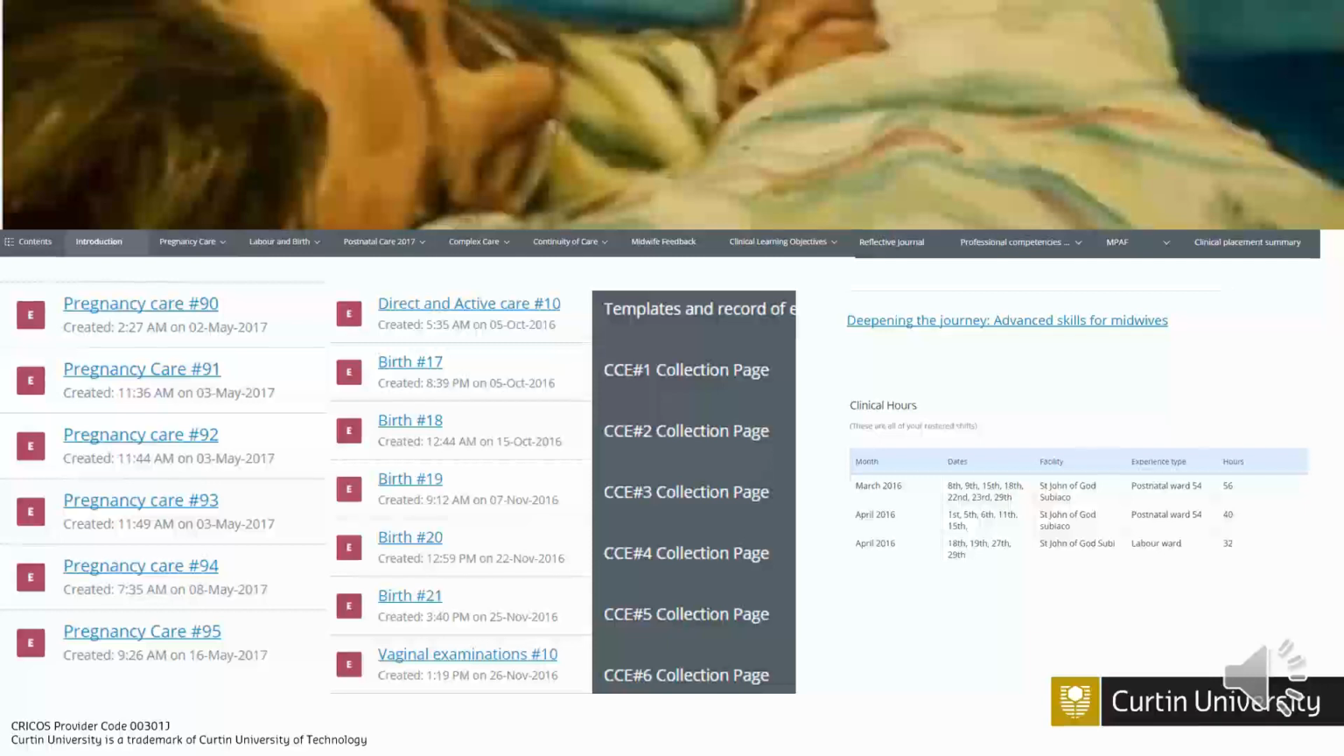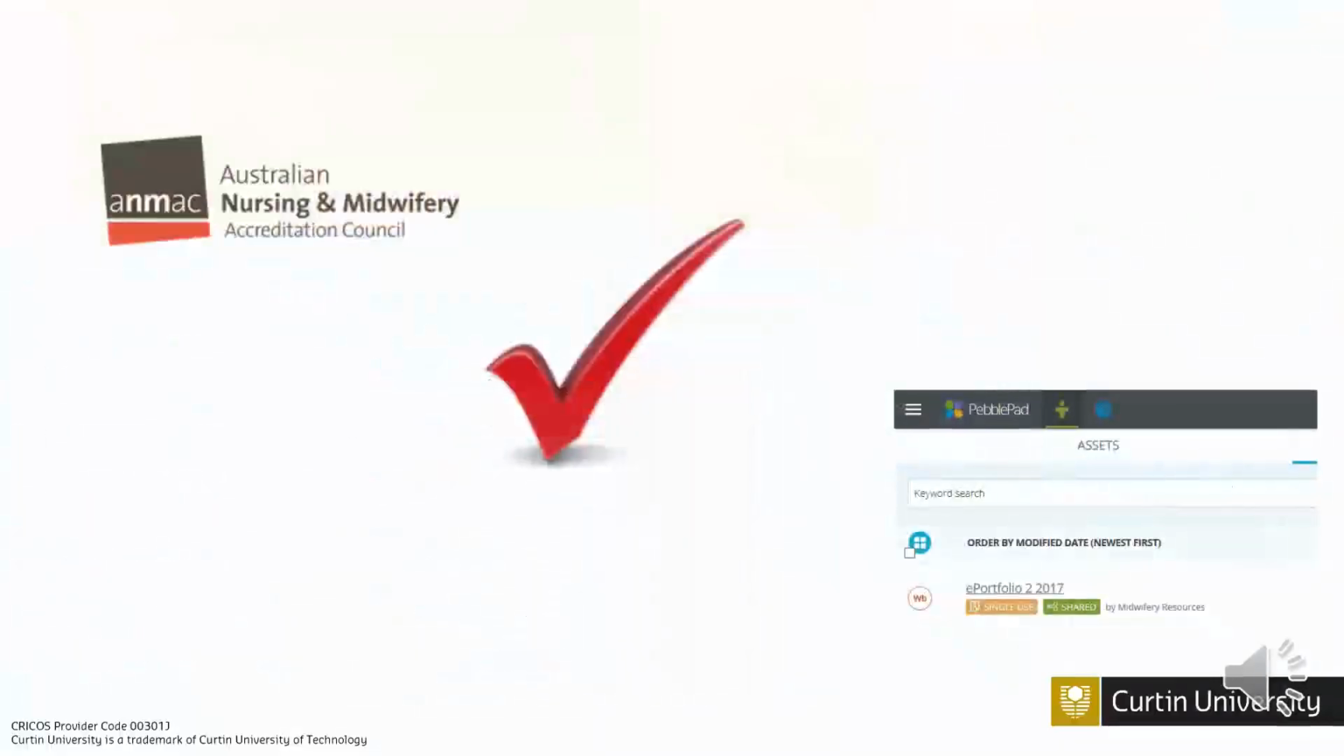So here we can see a student who has completed 95 of a total 100 pregnancy cares. She's completed 21 births, 10 vaginal examinations, and students are also required to follow 10 women throughout their course, and the collection pages keep all of the information for each individual woman together. In addition to that, there's clinical time recorded and also reflections. So our courses underwent ANMAC accreditation, and our accrediting body was quite complimentary about our e-portfolio.